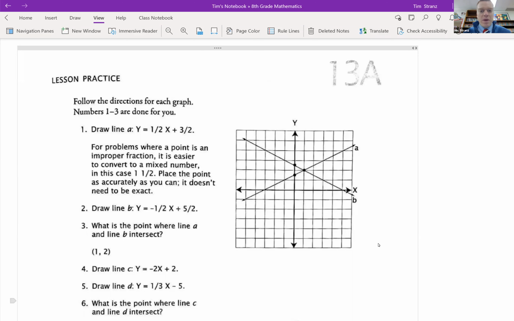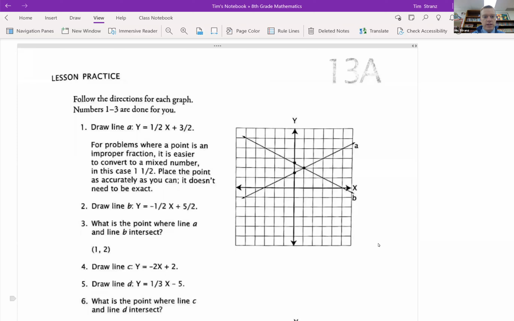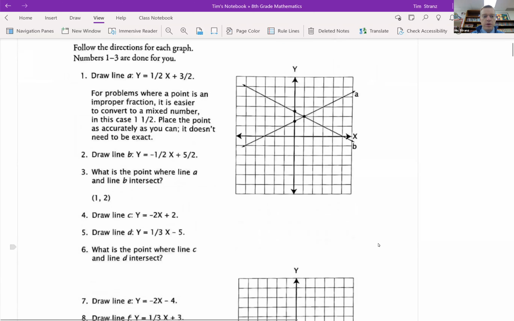We're going to be going over Matthew C, lesson 13a of Algebra 1, talking about simultaneous equations. Looking at the workbook here, number 1 is done for you, number 2 is done for you, and number 3 is done for you. Basically, what we're doing is constructing two lines and seeing where they intersect.